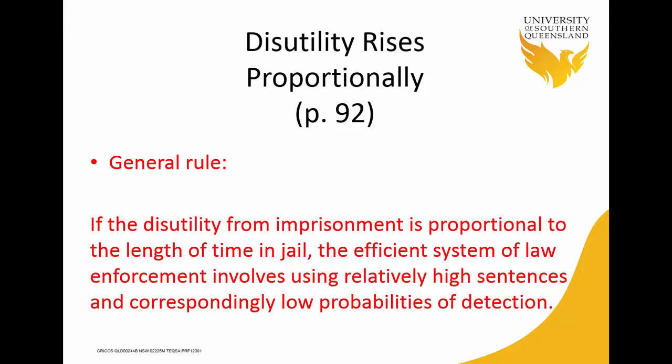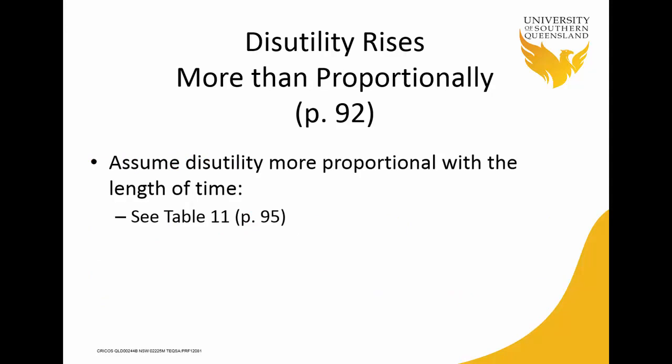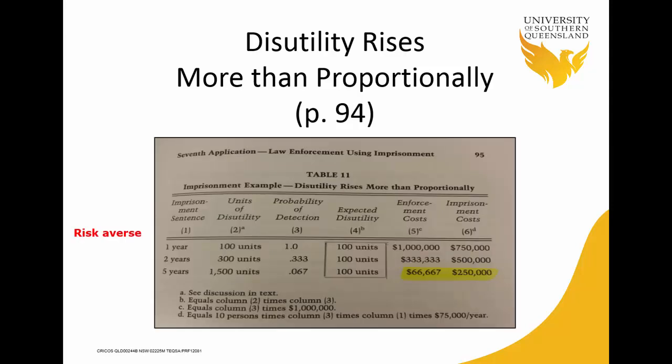Alright, now let's change our assumption and say that the disutility in fact is going to rise more than proportionally. Meaning what? If you look at the first two columns now in table 11 on page 95, you'll find that the imprisonment sentence at the beginning is 1 year for 100 disutility units, but if it's doubled, the disutility is going to triple. So it jumps more than the number of years, which of course reflects risk aversion.